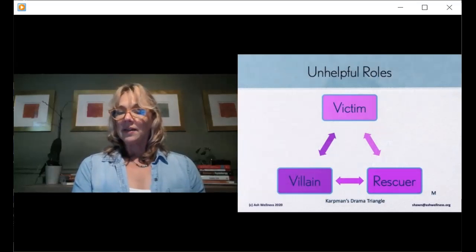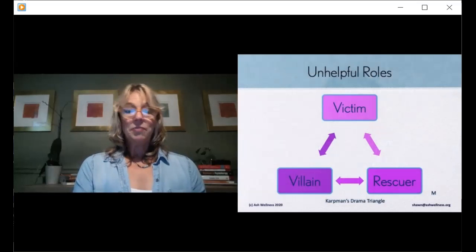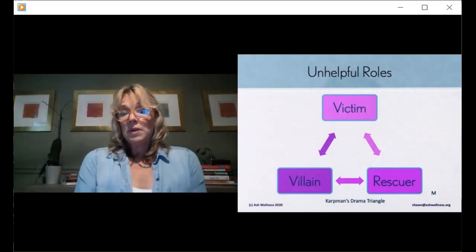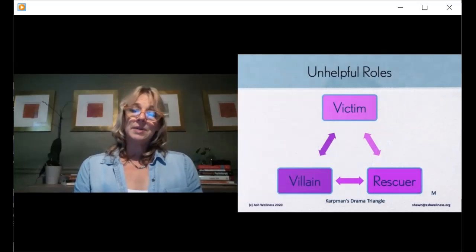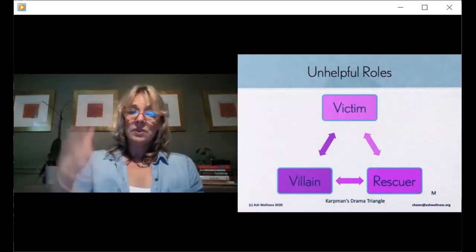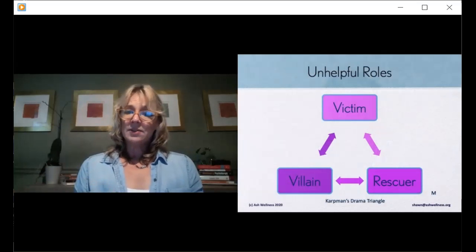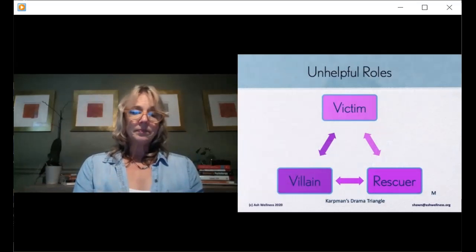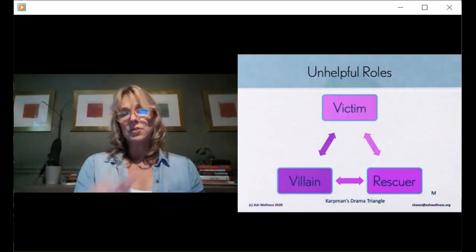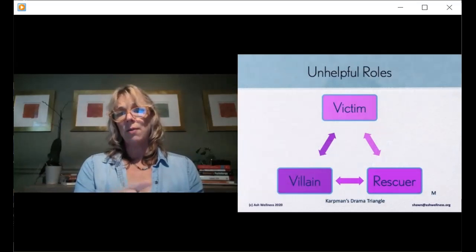One of the things that can happen in the role of being triggered, or even in the role of being a service provider, is that we can take on some unhelpful roles in the dynamic of the relationship. And this is really important to address. It's called Karpman's drama triangle. It takes all 3 parts to work, and the key in there is drama.